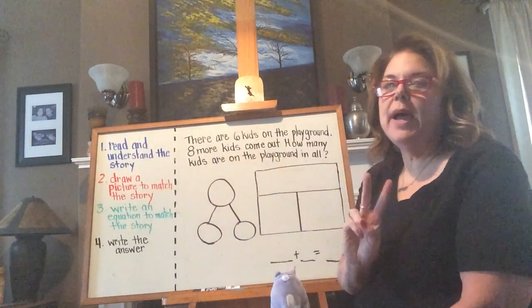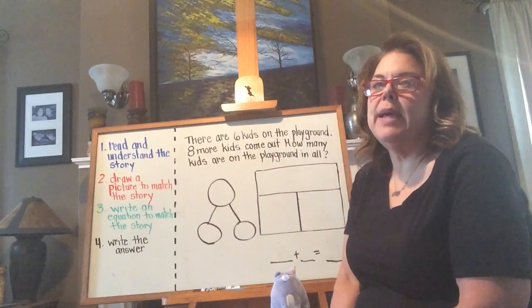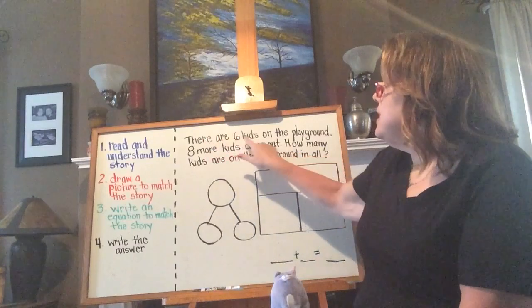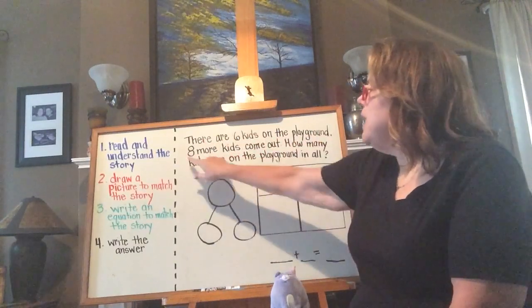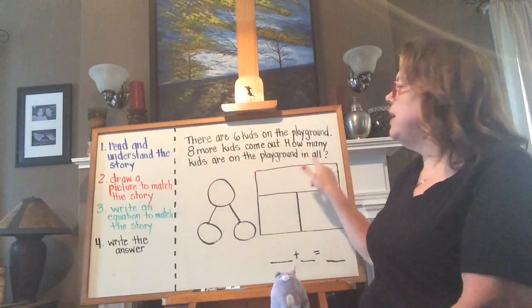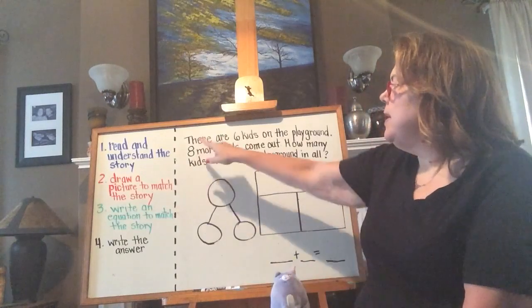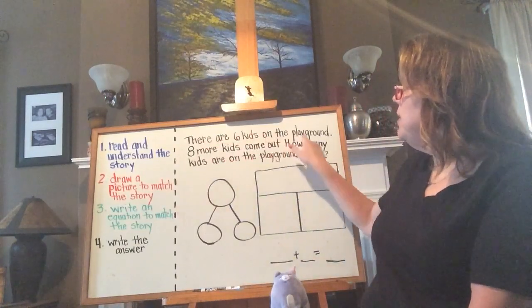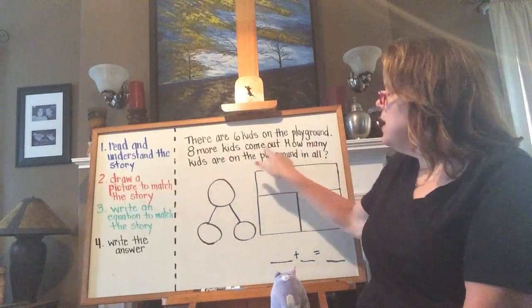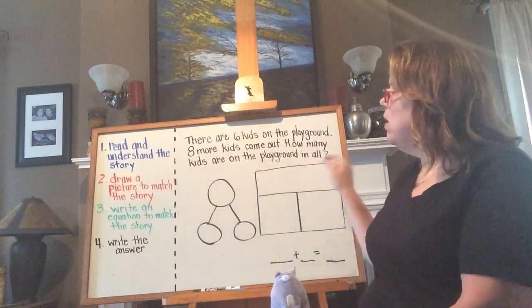I'm going to read it twice to help me understand it. So I want you to really pay attention while I read it, okay? It says, there are 6 kids on the playground. 8 more kids come out. How many kids are on the playground in all? Listen again and really pay attention. There are 6 kids on the playground. 8 more kids come out. How many kids are on the playground in all?